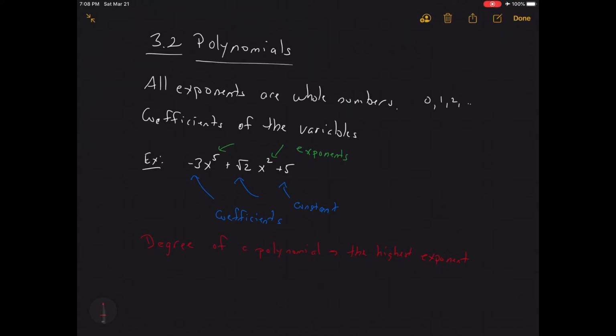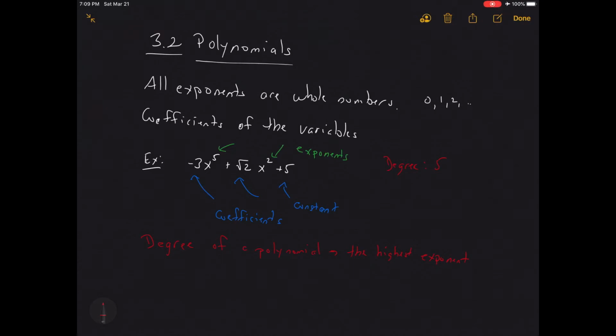And you have to be careful because I wrote this in descending order, meaning that the largest exponent was first and then the smaller exponents come after that. Not always going to be the case. You just have to be careful to look for that. You look for the highest exponent. That is going to be the degree of the function. So this one specifically has a degree of 5.